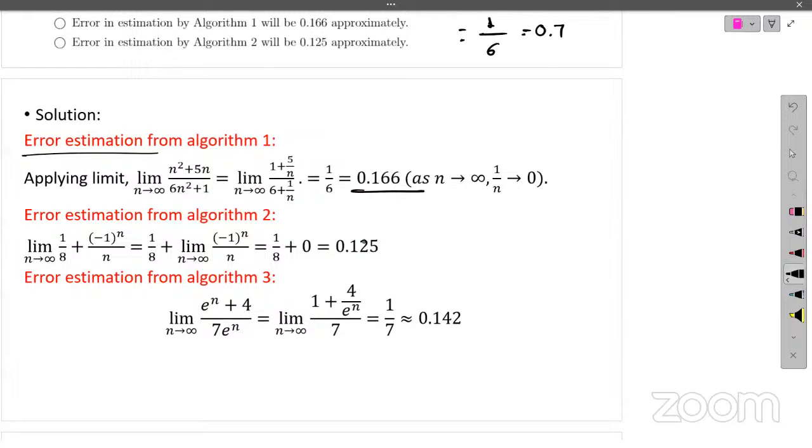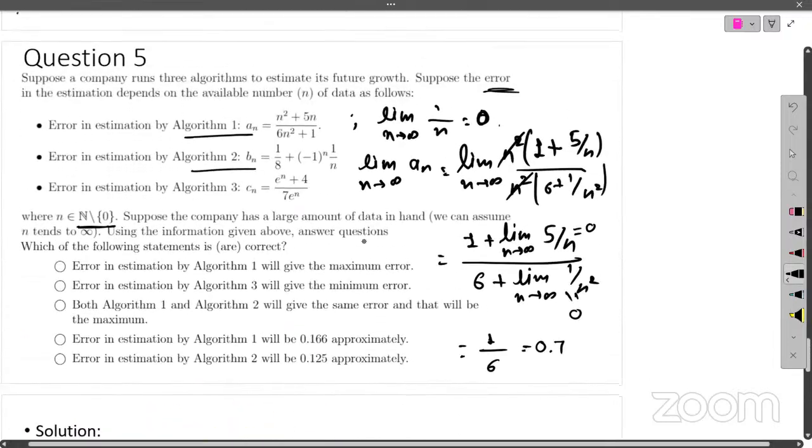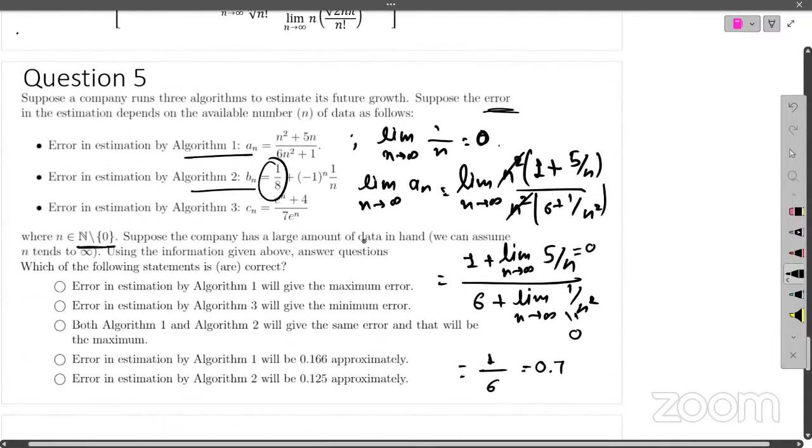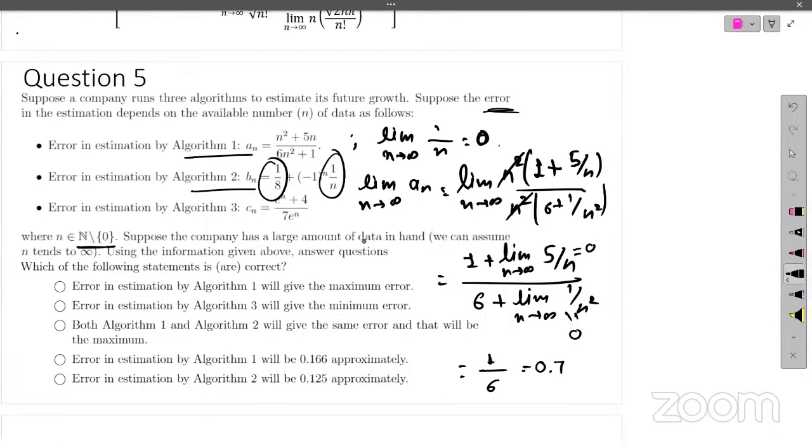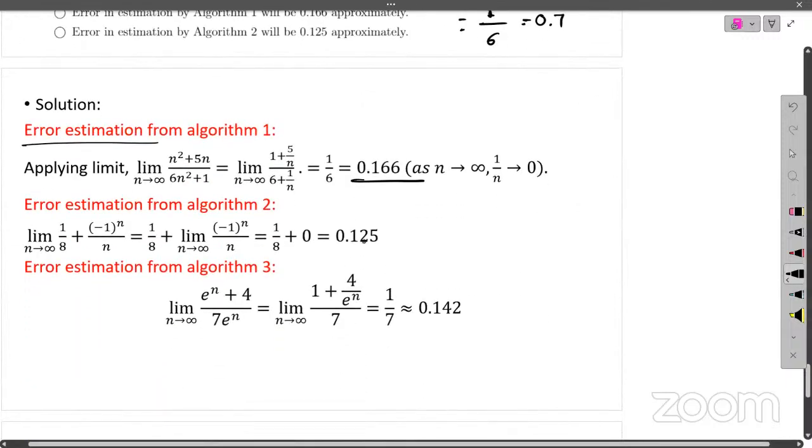The same thing we do for finding the limit of the second sequence, but the second sequence is comparatively very easy. This is a constant term, so we know that it will remain as it is, and it is a sequence given in the form of 1 by n. And we know as n goes to infinity, 1 by n goes to 0. So that's why the limit of the sequence v_n will become 1 by 8, and 1 by 8 is 0.12.